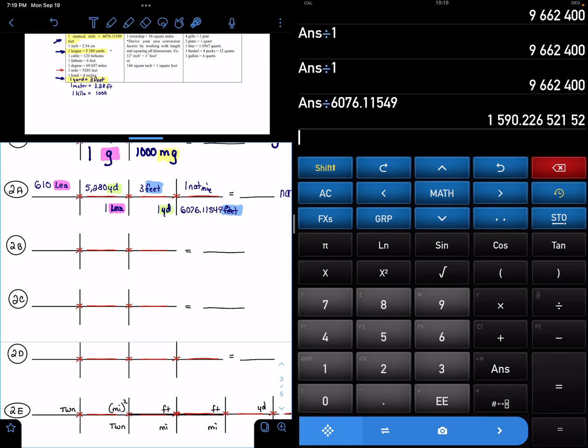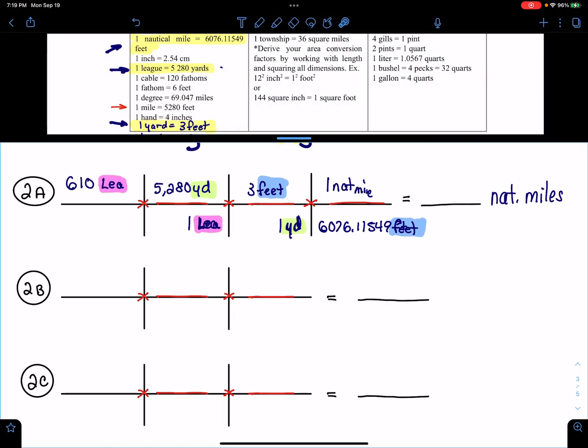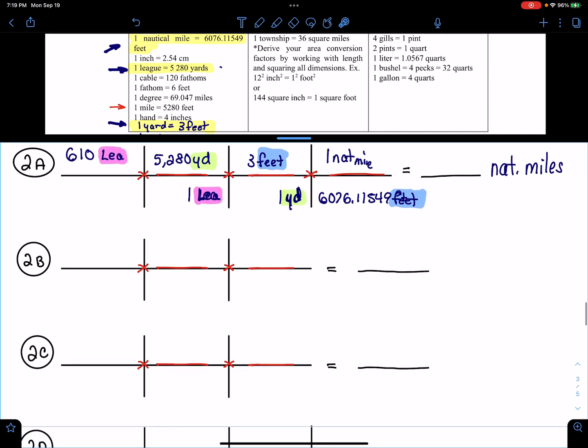Okay, so you'd have 1,590 nautical miles. All right, now at this point, I'm not going to go through and do all of the answers. I'm going to help you set them up, and then it's up to you to multiply and divide it out. All right, now that's the math part. The math part is you punching those numbers into the calculator, and to be quite honest, that's something that you should be able to do without having any assistance with that, okay?